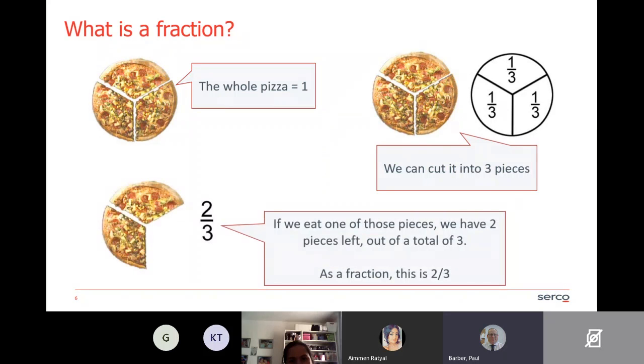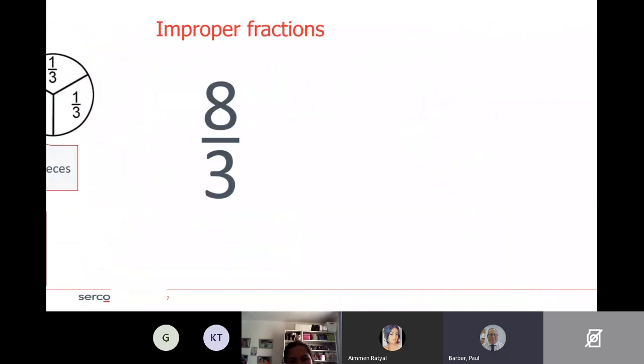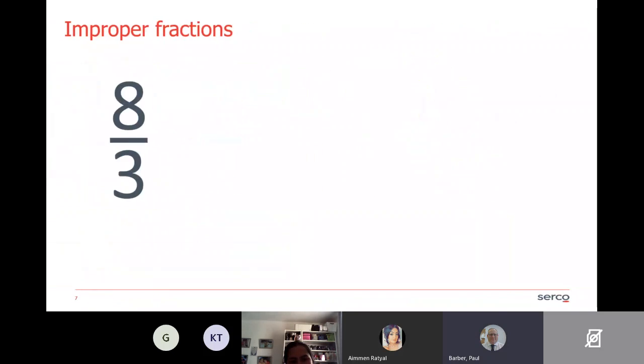So if we eat one of those pieces of pizza, we're left with 2/3, which is 2 bits left out of the total of 3. So the fraction we would call that is 2/3. And again, hopefully that's fairly straightforward, but just maybe explains what the numbers are and what they're there for. The first thing I said I'll mention, I was actually going to do this a bit later, but I think it's useful now because we may come across it again, is this thing called improper fractions.